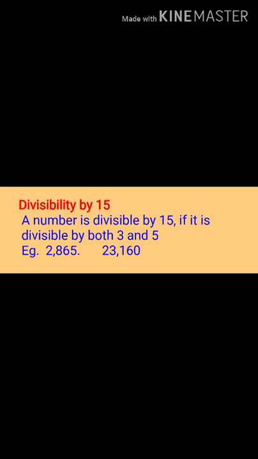A number is divisible by 15 if it is divisible by both 3 and 5. One more example, 23,160. The unit place, or the ones place, is 0, so it is divisible by 5. Next, 2 plus 3, 5, plus 1, 6, plus 6, 12. So 12 is divisible by 3. The sum of the digits is divisible by 3. That is why 23,160 is divisible by 3.